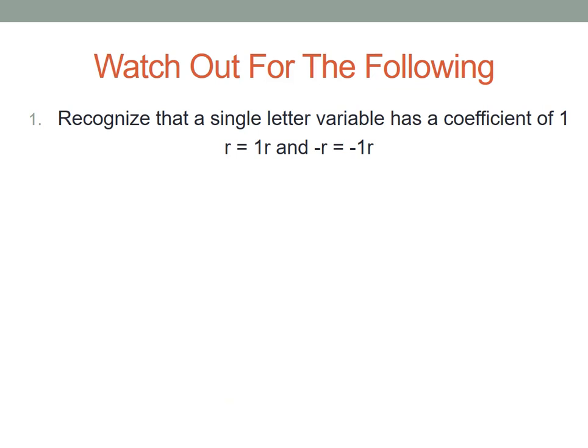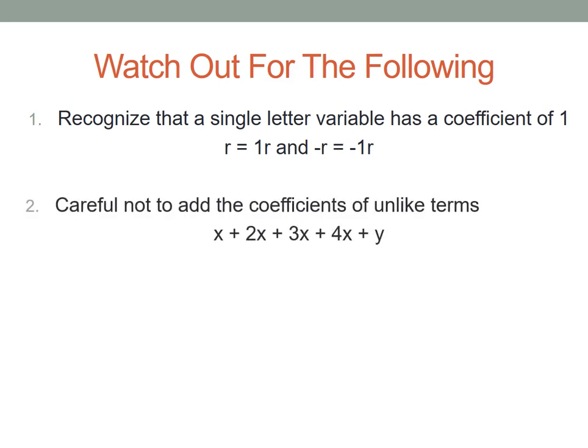Hey, I want to point out some things that you need to watch for. There's some common errors that people make when combining like terms. So if we know what they are, then we're less likely to make them. So the first one is recognize that a single letter variable, so here r is by itself, it really means it has a coefficient of 1. So r equals 1r, and negative r equals negative 1r. We typically don't write the 1. It's understood that it's there. So just know if you see just a variable and there's no coefficient, assume that there's a 1 or a negative 1 if there's a negative sign in front of it.